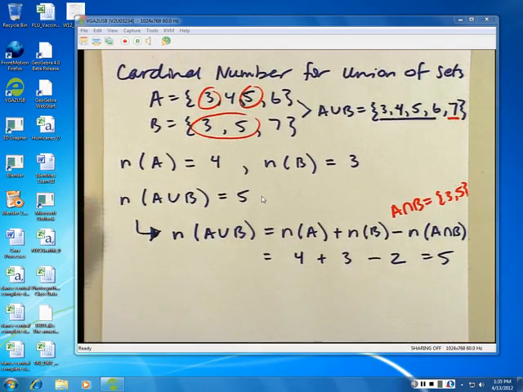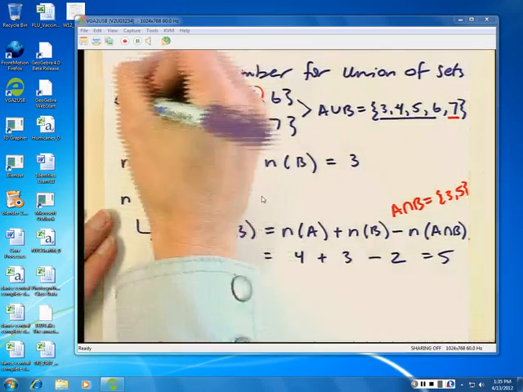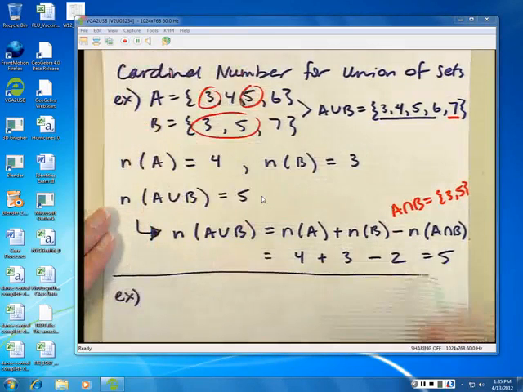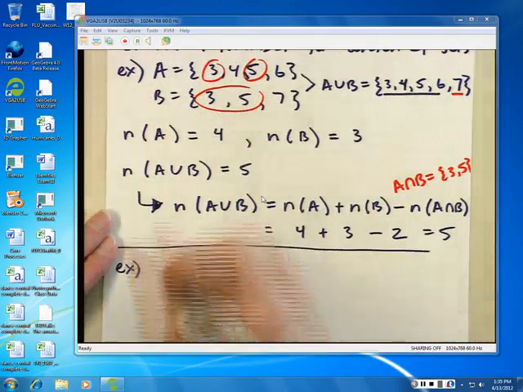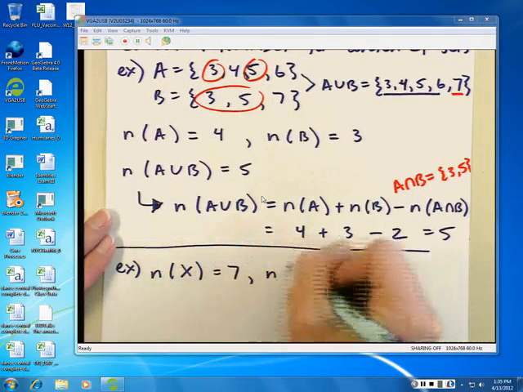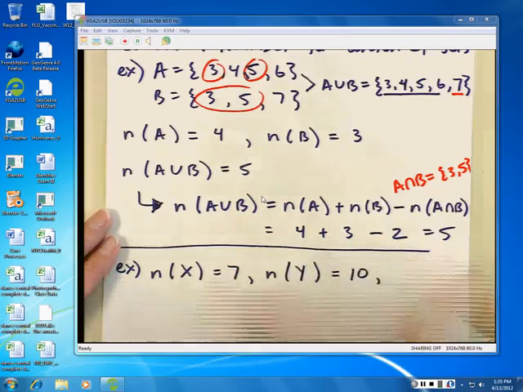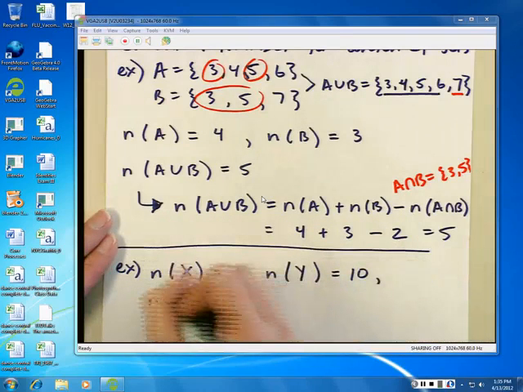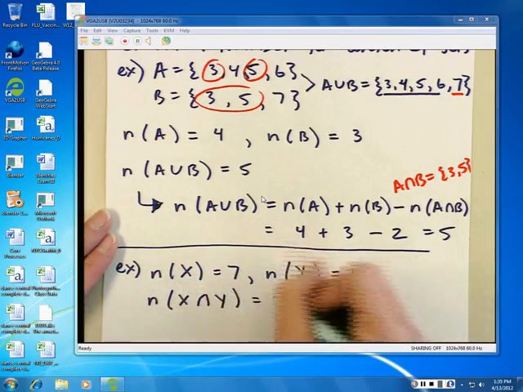It's easy when you've got small sets to work with and you're given the entire set. Let's take a look at this example. So in a second example, we're not given the elements of the set, but we're given information about them. So in the first set, capital X, we have 7 elements. In the second set, capital Y, we have 10 elements. And in their intersection, so X intersect Y, we have 5 elements.